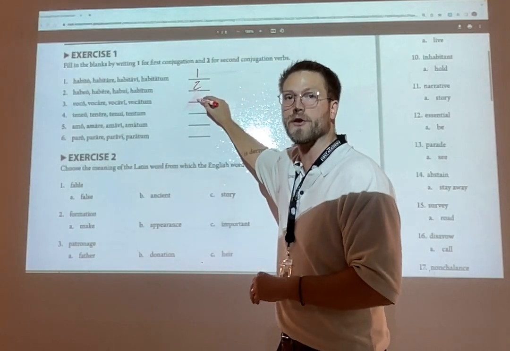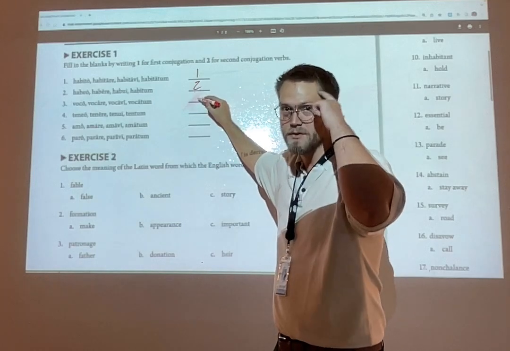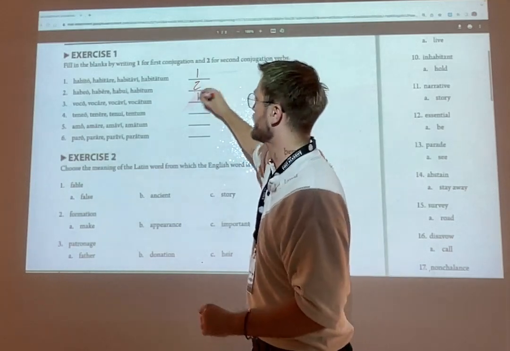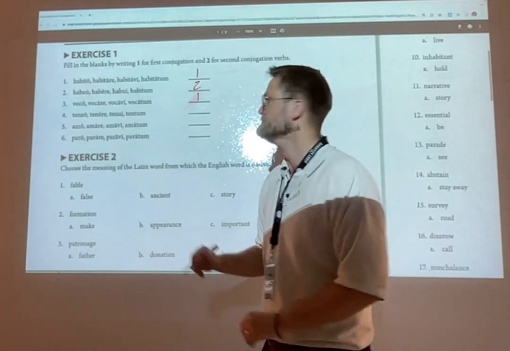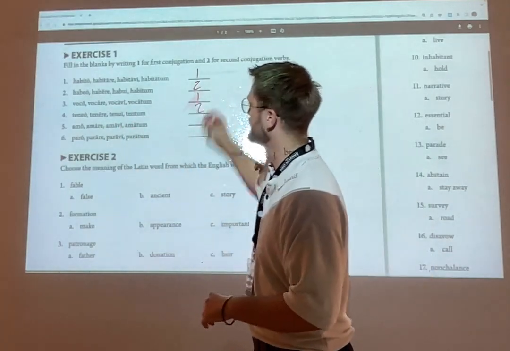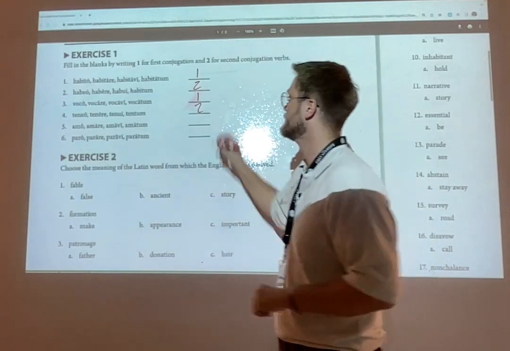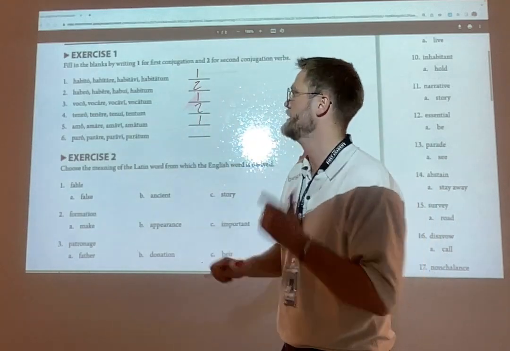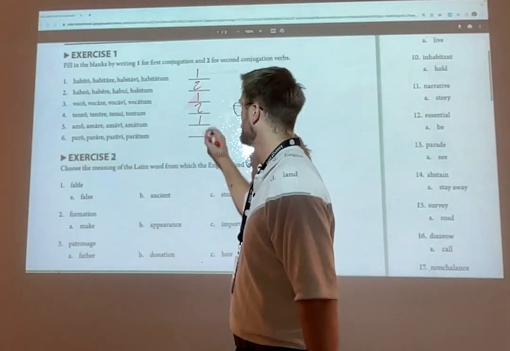Number 3 is not third. Don't do what I did. Number 3 is first. Okara. All right. Number 4, teneo, tenera. That's going to be second. Amo, amara. That has the A with the macron, so that one's first. Paro, parara is also going to be first.